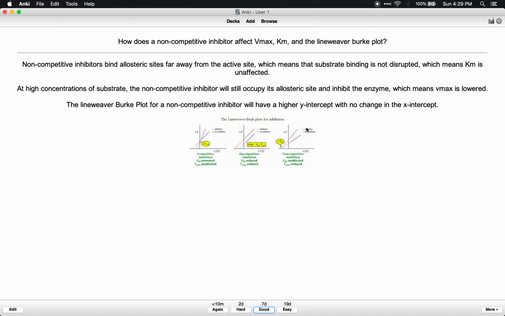So for a non-competitive inhibitor, Km is unaffected and Vmax is lowered. On the plot the intercept is higher because Vmax is lowered, which is inversely proportional.